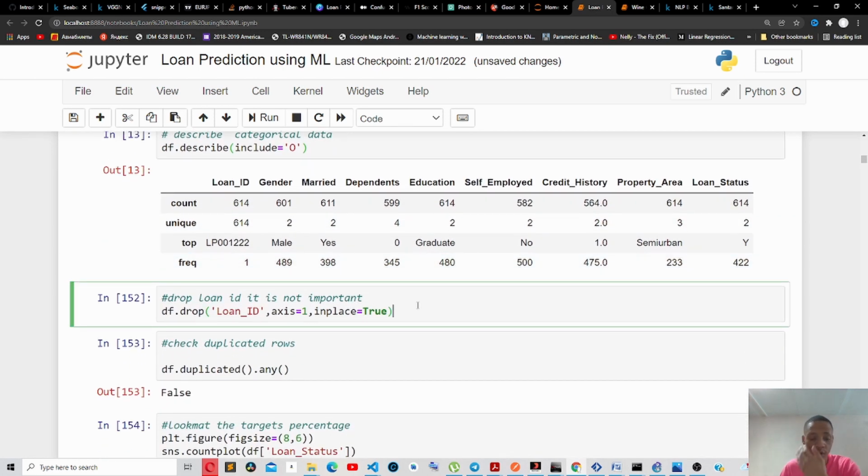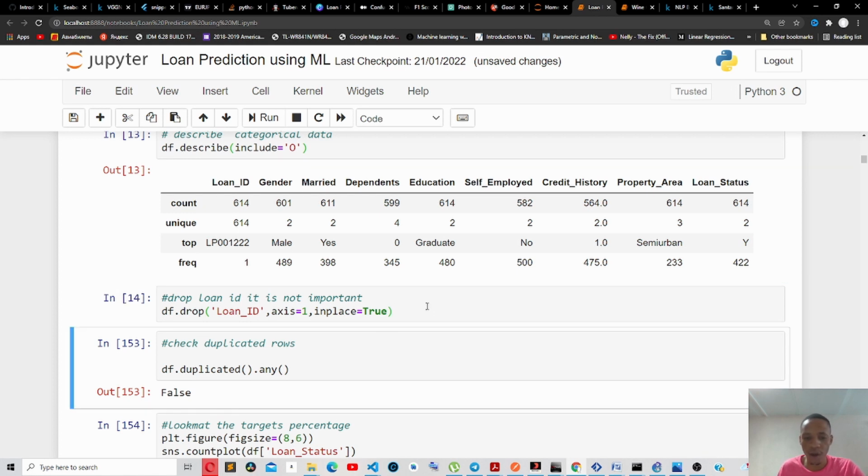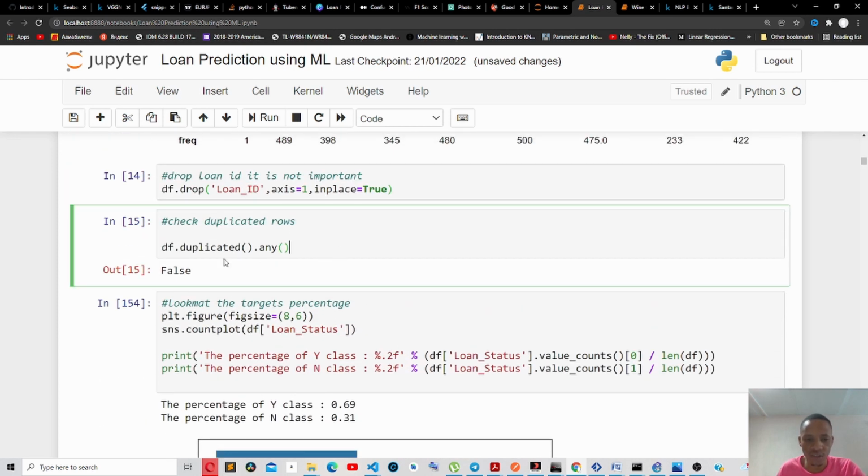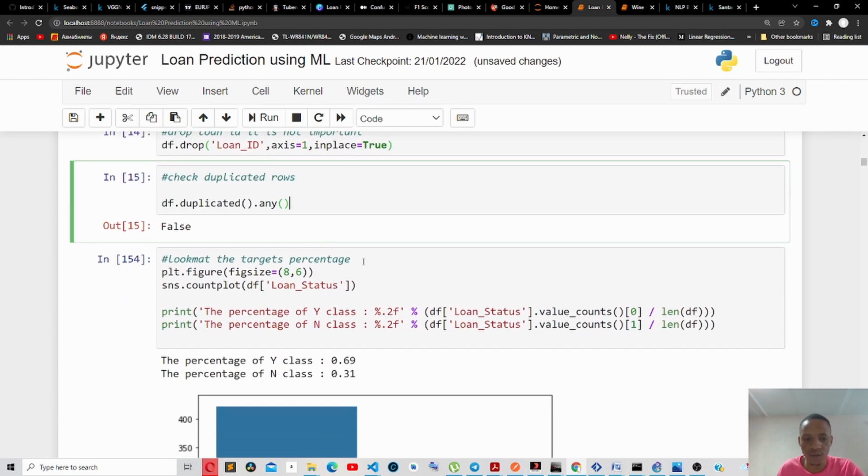So the next thing that we are going to do is drop the loan ID. In this case, the loan ID is not useful. The loan ID is only used by banks maybe to identify the applicant's form, a way of giving it a numbering system, right? So we are just going to drop it from our dataset. And then we are going to check if there are any duplicated values. As you can see, we don't have any duplicated values in our columns or in our entire data frame.